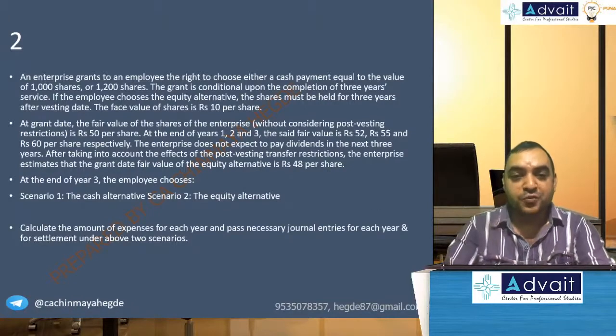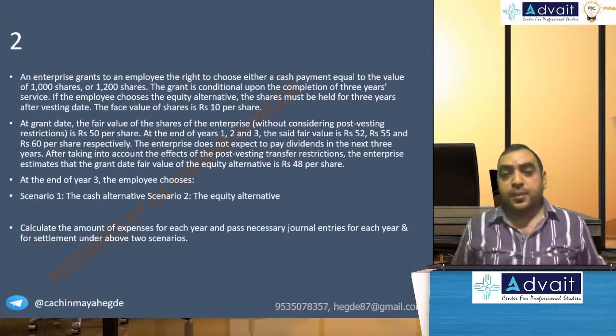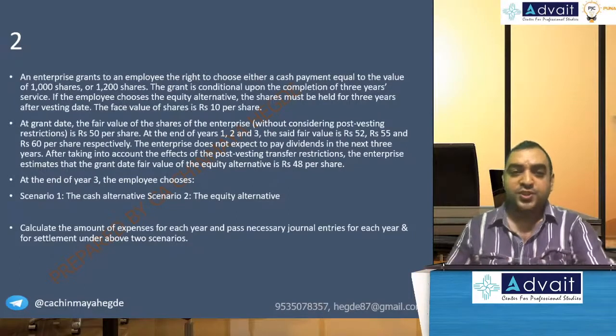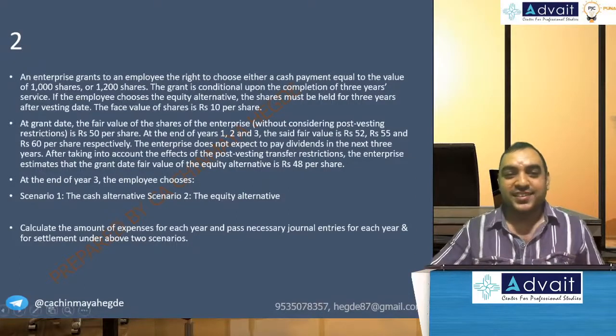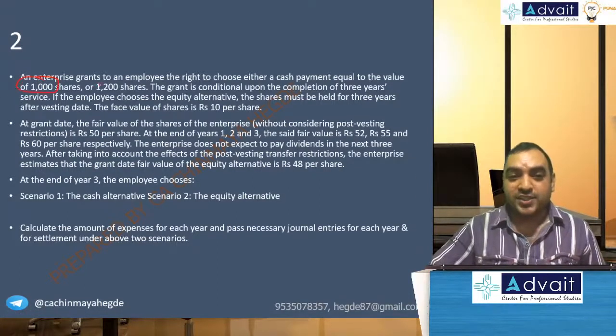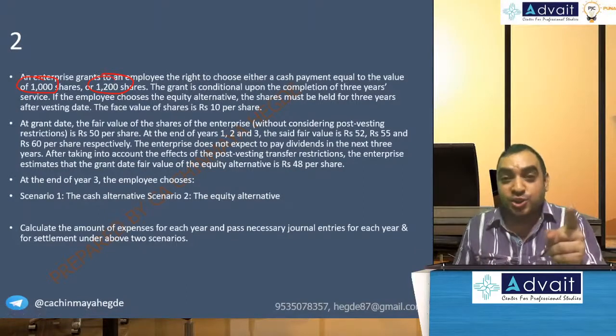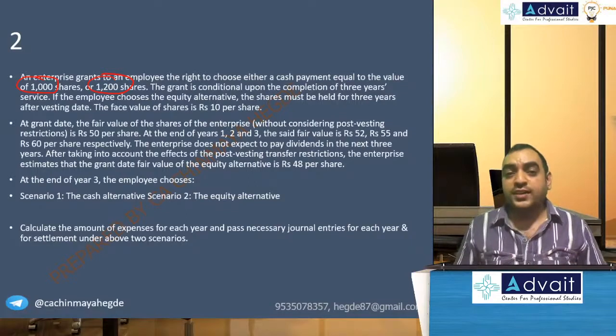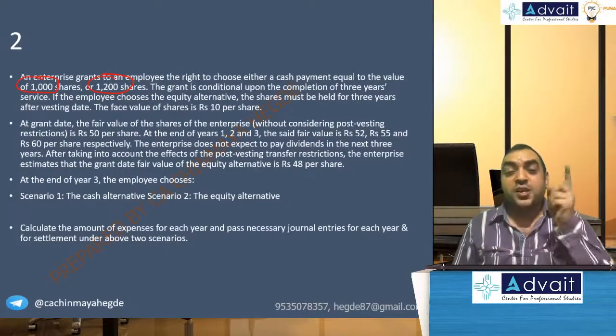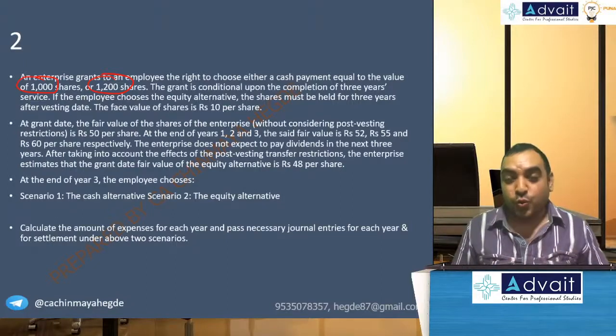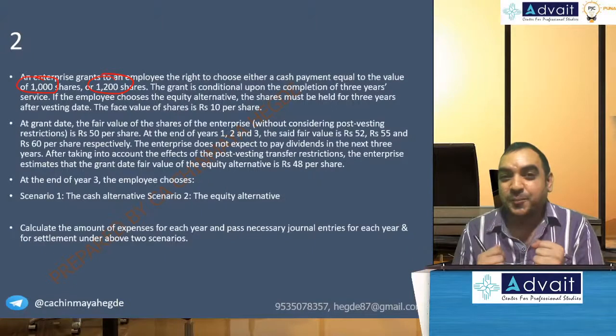Okay, good. Let's go further. An enterprise grants 1,000 employees right to choose 1,000 shares or 1,200 shares. Okay, this is an interesting question. They will tell you either 1,000 shares or 1,200 shares. If somebody gives you, do you want 1,000 chocolates or 1,200 chocolates? You will tell 1,200 only. If somebody gives you the option 1,000 shares or 1,200 shares, you have to choose 1,200 shares only.